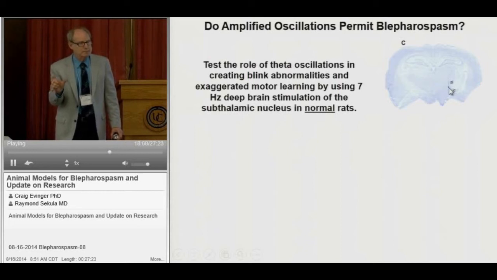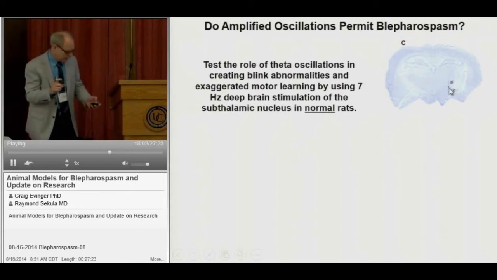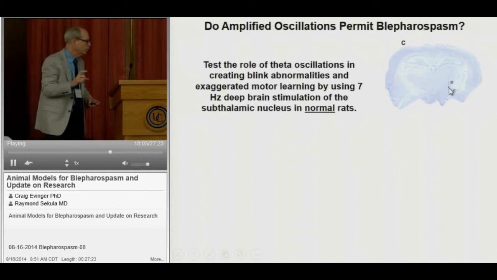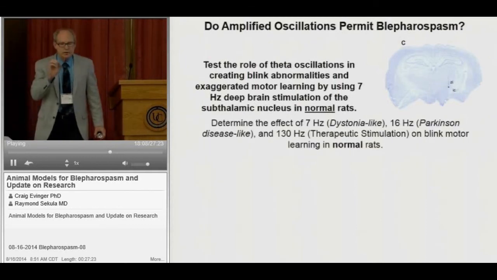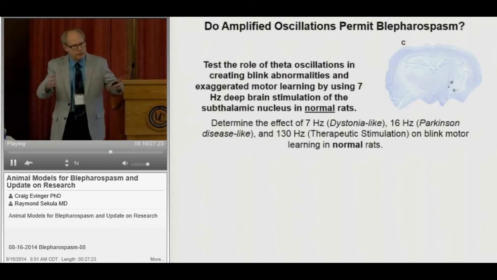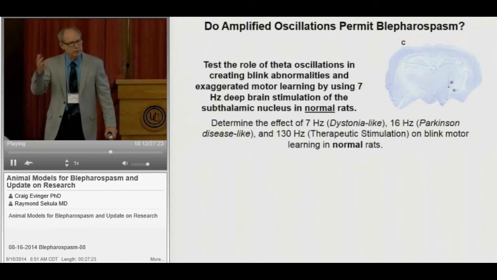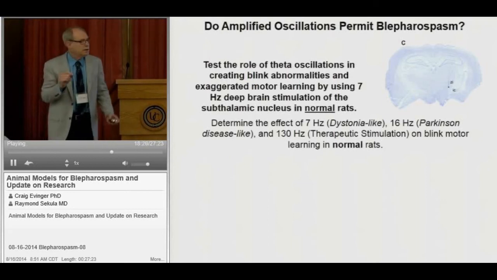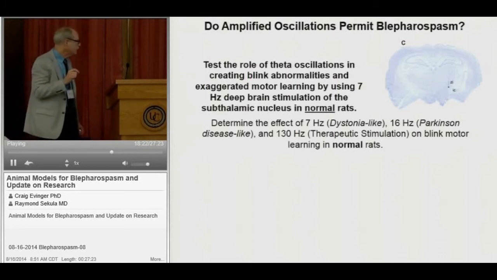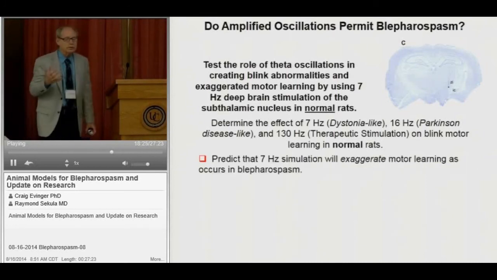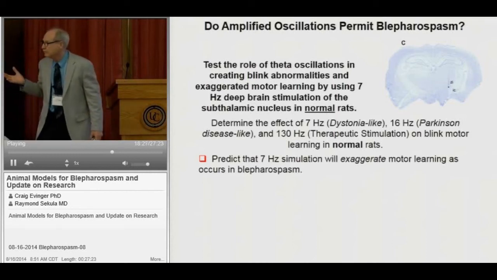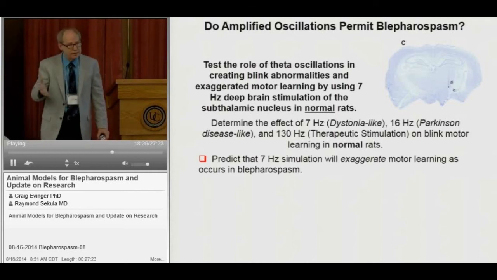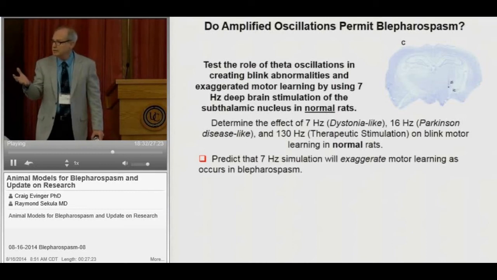Okay? So now in a normal rat, you'd have a certain set of predictions. If we're right about this, when I stimulate these normal rats at 7 hertz, just continuously, they're getting 7 hertz stimulation all the time, that motor learning would be exaggerated. On the other hand, in Parkinson's disease, motor learning is impaired. And so the argument would be if these oscillations really make a difference, if I'm stimulating at 16 hertz, you should see impaired learning.